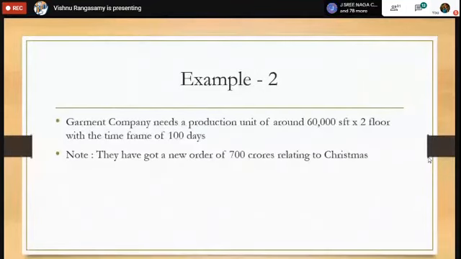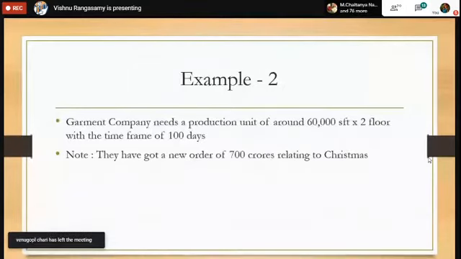Because they have obtained an order, and usually during Christmas they have clients, that garment company has clients from England and the US. So for them, there was an order of 700 crores for Christmas. It was given to us in the month of May. So you have only 100 days to complete the project. So we did. I'll post the solutions at the other end of the PPT. So this is the second example, where we need to complete the project within 100 days.